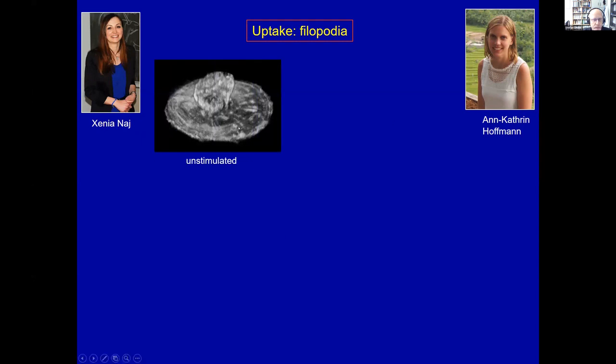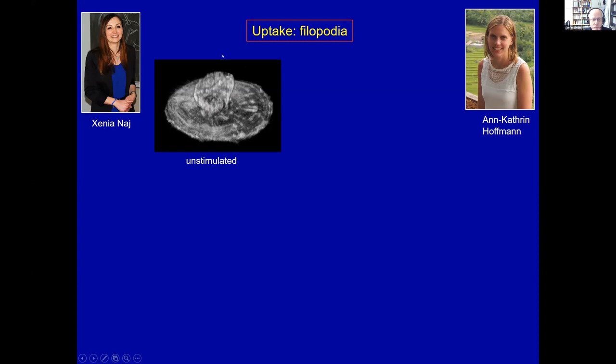What Xenia and Ann-Kathrin looked at were unstimulated primary human macrophages. So this is a three-dimensional reconstruction of the actin cytoskeleton of such a quiescent, unsuspecting, I must say, macrophage sitting in a petri dish, adhering on the ventral surface. And here you have what we call the dome, which contains most of the nucleus and the cytoplasm. So this is actually quite a flat cell with an extension here in the Z direction.